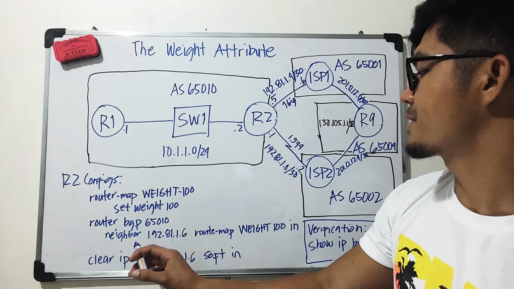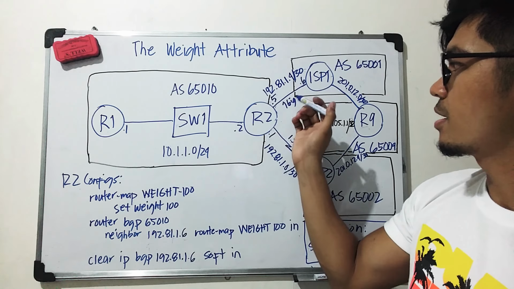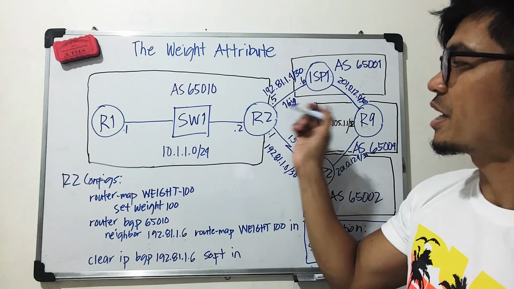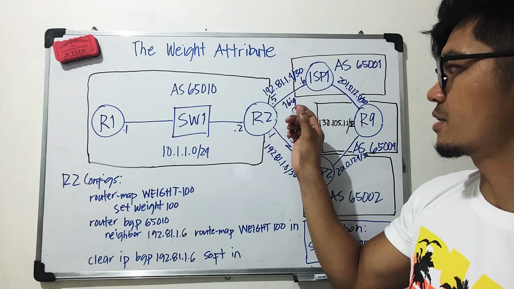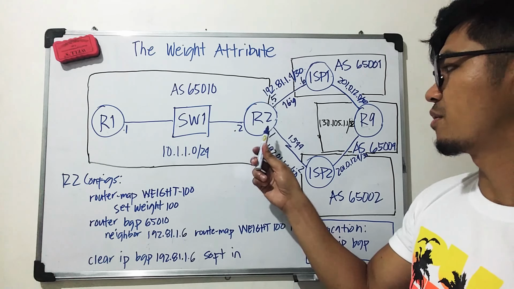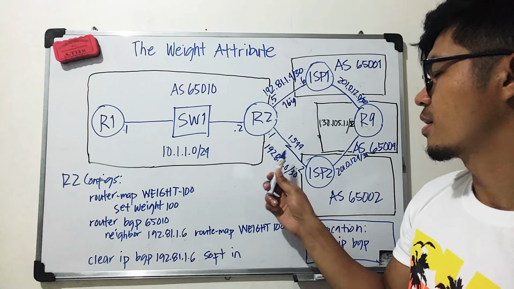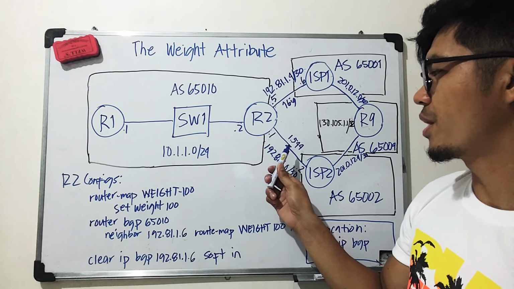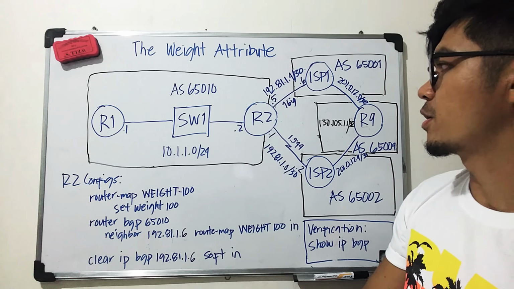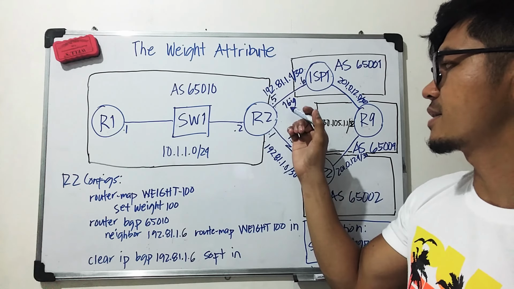So in this case, this is the neighbor because we want to select the link with higher bandwidth. In this case, this is 1 gig, and this is just T1. And by default, router 2 is using the link with lower bandwidth, which is not scalable. So we want to select this path here because it's got a higher bandwidth.